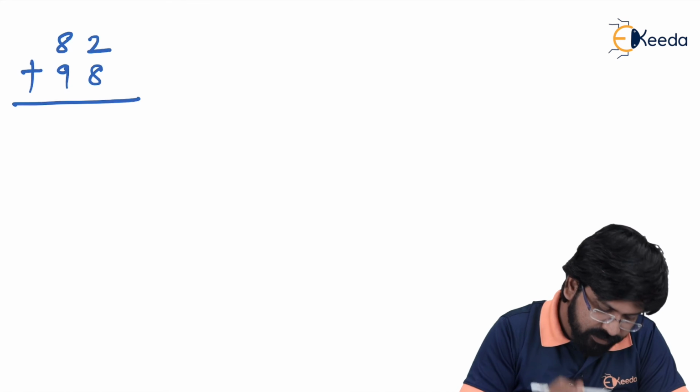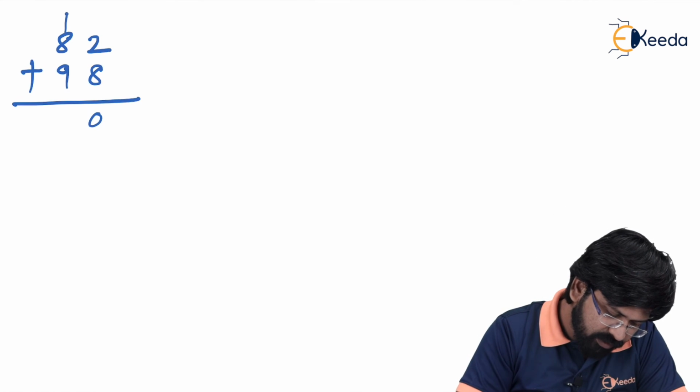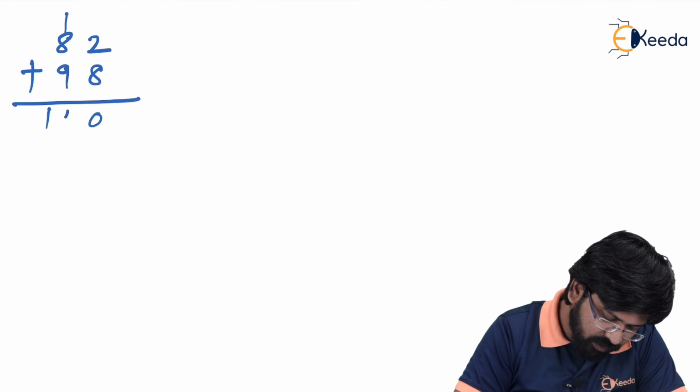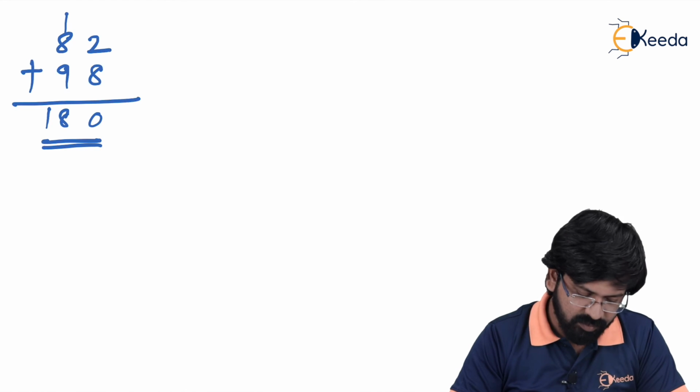Let's say I'm adding 82 with 98. So 8 plus 2 is 10, carry 1, 9 plus 1 is 10, so 18. So 180 should be the answer in decimal. But what really happens in the 8085 microprocessor?